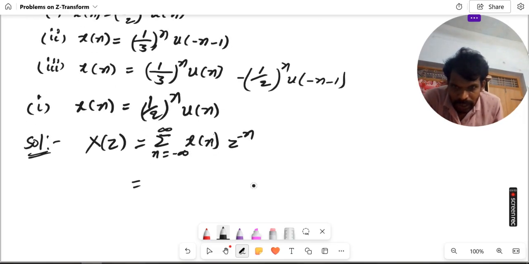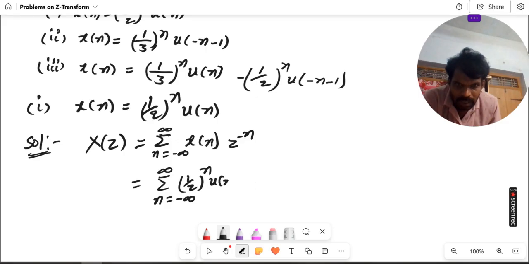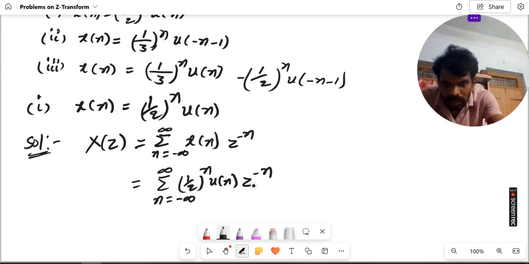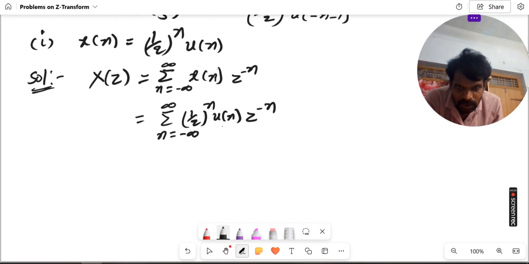So let us substitute x of n. Summation n is equal to minus infinity to infinity. In place of x of n, we are going to write 1 by 2 power n into u of n into z power minus n. Okay, here we have the u of n. We know that u of n is a unit step function, here in terms of discrete. How are we going to draw that unit step function?